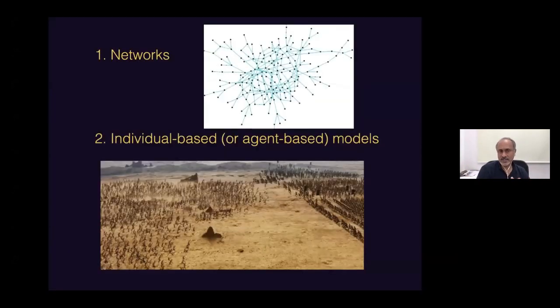The last thing that I want to finish up is two conceptual ways of thinking about diseases that are somewhat different from the earlier picture that I showed you. One is an idea based on networks, and the second is what is called individual-based or agent-based models.